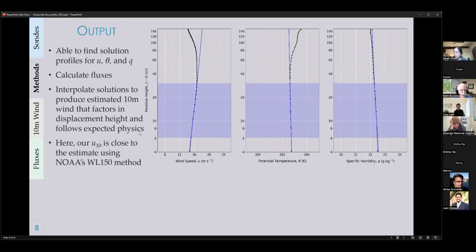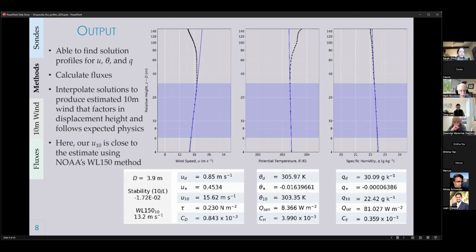Now, when NOAA does that, they estimate over about 150 meters, take an average, scale it to the height of the lowest sonde observation, do an adjustment to the surface, and get a 10-meter wind. So it's a pretty rough system. We're going to compare our results to theirs, so you'll see the WL150 down here in the corner. Our winds are over here. This is a fairly typical difference. It's not huge, which is nice to see.